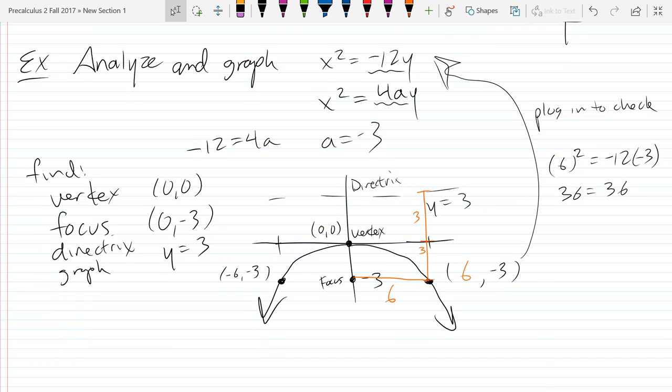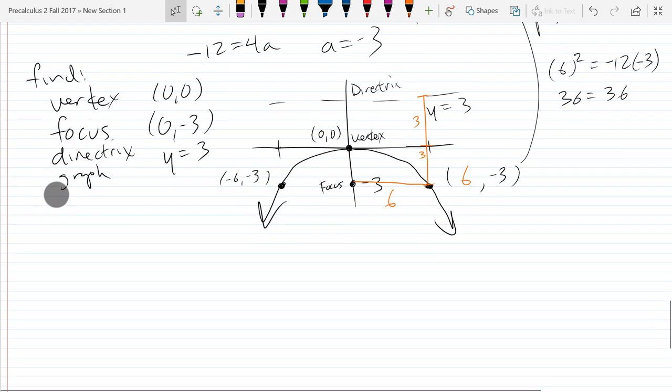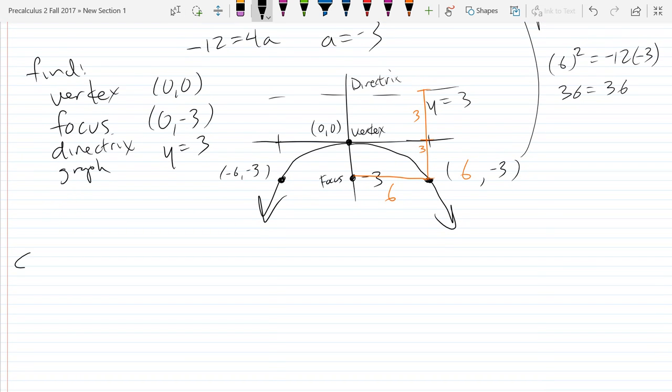All right, so that's how we're going to go the other direction. We start with an equation, go back to a graph. So now what we're going to do is start with some slightly different information. Find equation and graph.